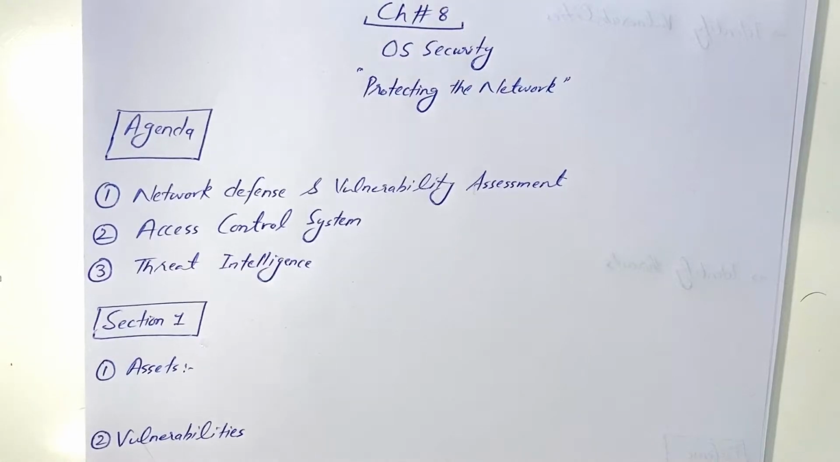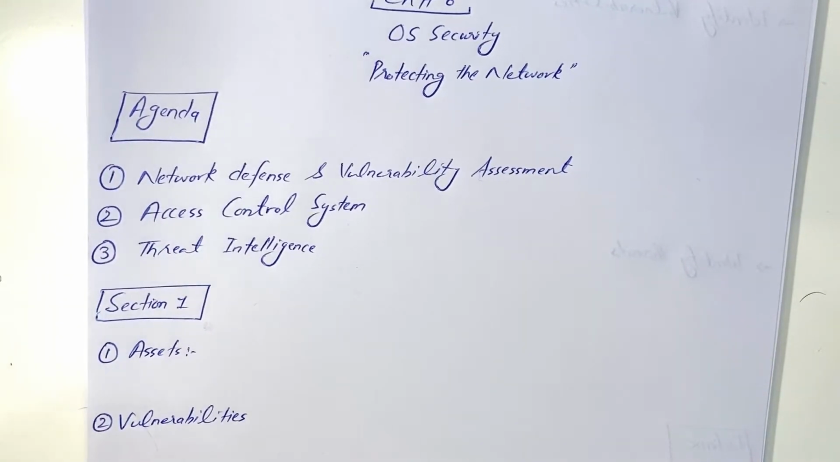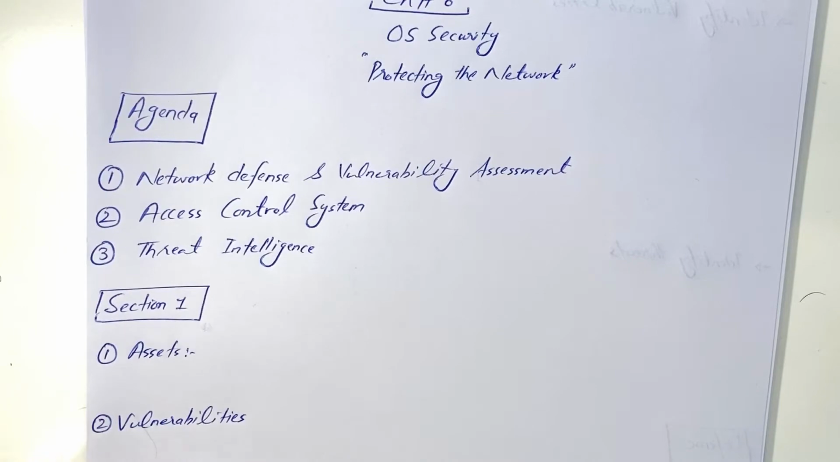Hello everyone. So today we will discuss chapter number 8, operating system security course, and this chapter is about protecting the network. So we have three main agenda items in this chapter. Starting with the network defense strategies, we'll talk about a few network defense strategies, different tools of network, and vulnerability assessment. We'll talk about the steps involved in vulnerability assessment.